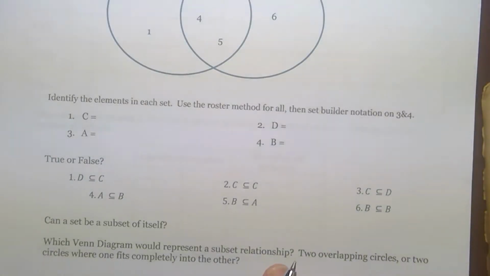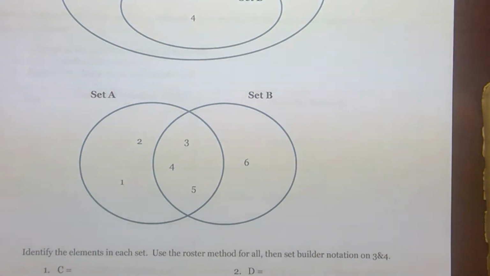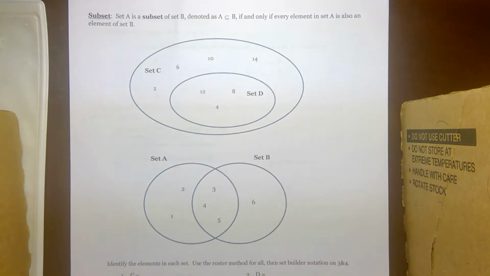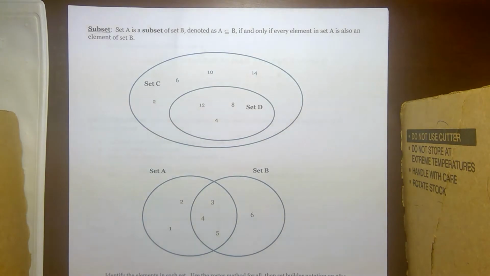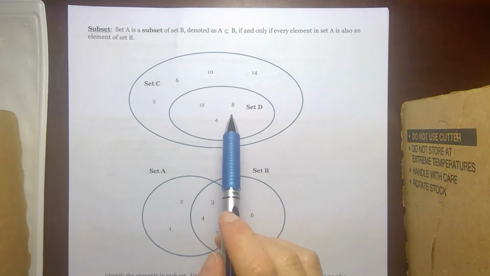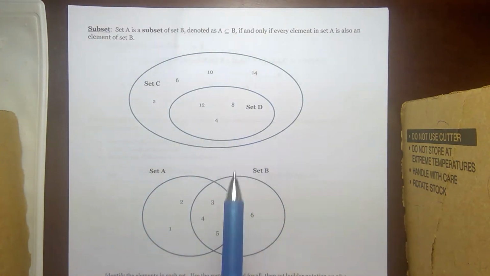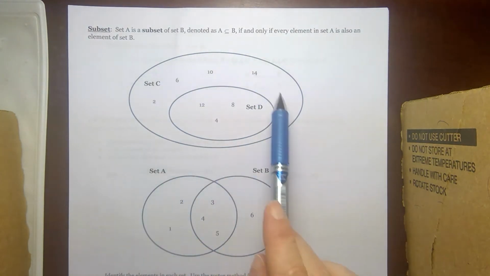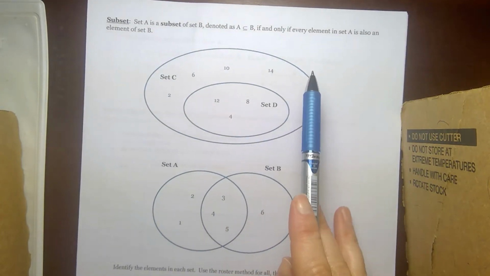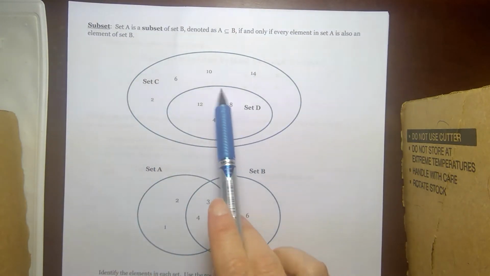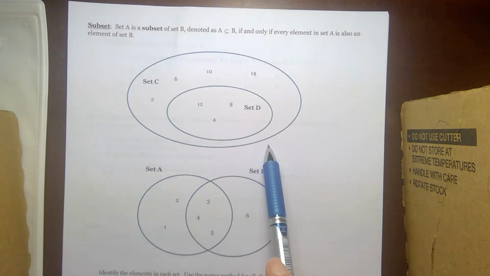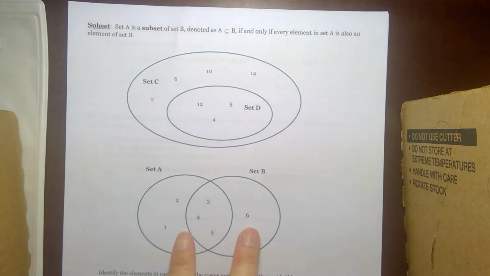Let's apply our set theory to some Venn diagrams of sets. Here we have two different Venn diagrams. We have a Venn diagram with set C and D, and we have a Venn diagram with set A and B. This first Venn diagram has one set completely inside the other. Set D is completely inside set C. For A and B, though, they are just overlapping. They share some things, but everything in A is not also in B.